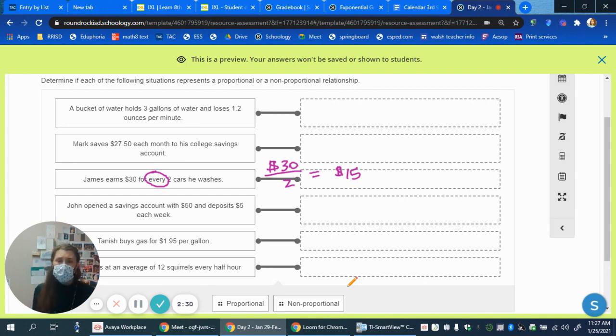And it's not talking about him starting with any money. So I'm going to assume he starts at 0. And my equation would just say y equals 15x because he's earning $15 for however many cars that he decides to wash that day. So that would make this one proportional because it's adding nothing at the end of this equation. So there's a strategy for you guys to go ahead and tackle problem number 1. Good luck.